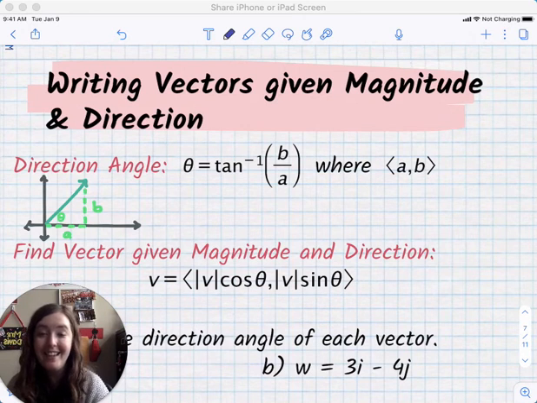Hey guys, last time we found the magnitude of different vectors. This time we're going to write vectors given magnitude and direction. So first of all, how do we find the direction angle of a vector?